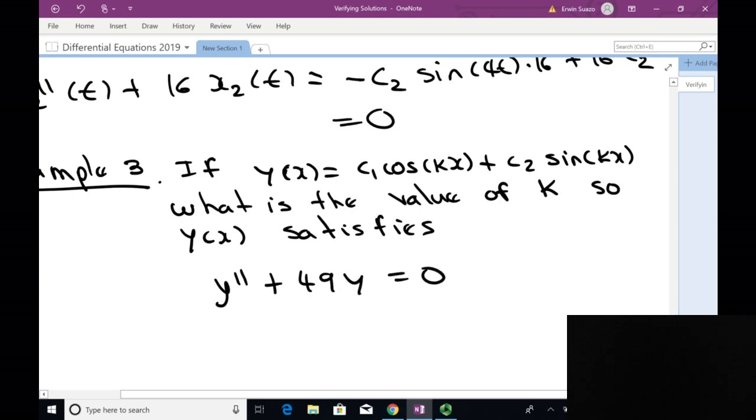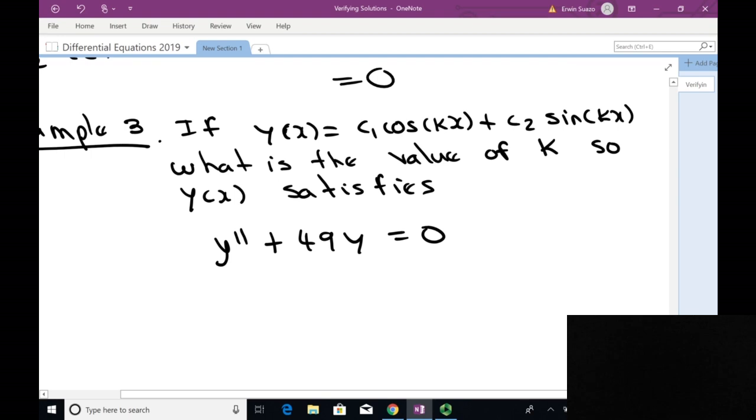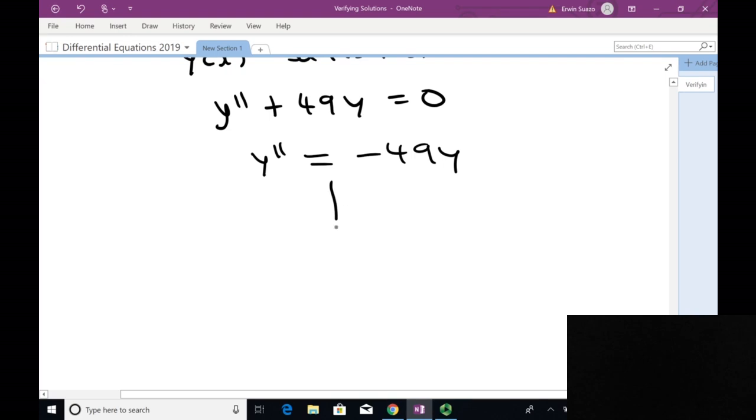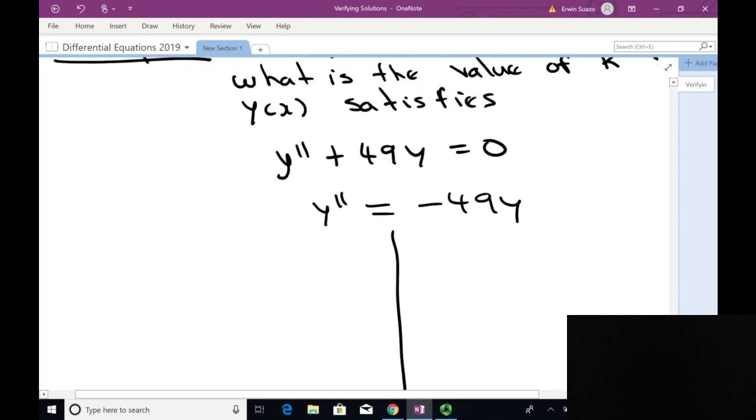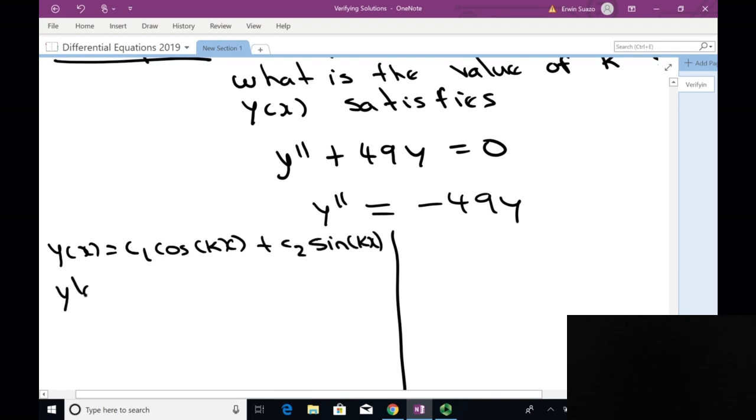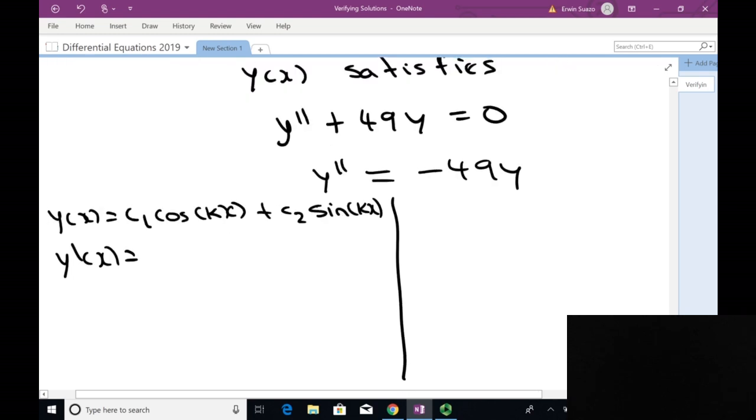That's the problem. So basically what we need to do is compare the left hand side with the right hand side. Let's start. So y of x is c1 cosine kx plus c2 sine kx, right? So y prime of x is what? You guys tell me.